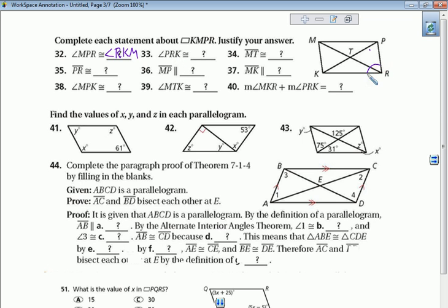PRK. Well, its opposite angle is over here, so it is congruent to angle KMP, because opposite angles are congruent.